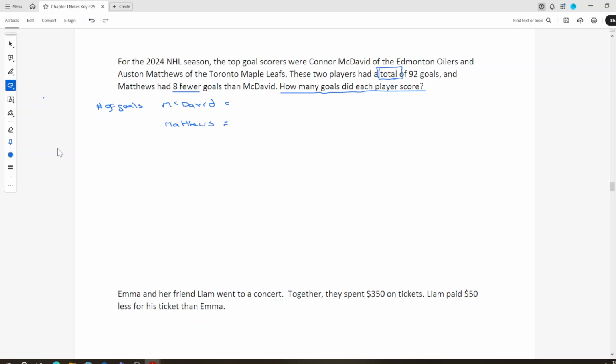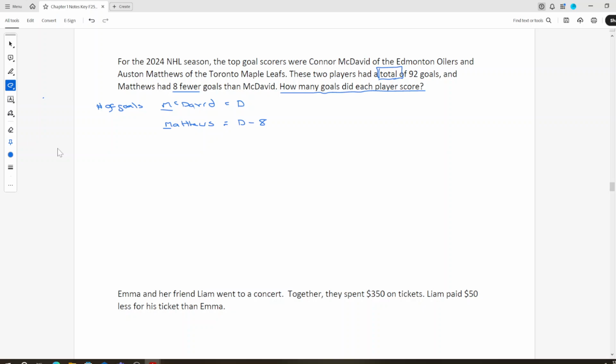All right. Then what we're going to do is write one of these as a variable and one of these in terms of the other. So this says that Matthews had 8 fewer goals than McDavid. Now, they both start with an M. So if I was to assign a variable, I'm going to probably assign McDavid a D, or I could give him a C for Connor, right? So McDavid is going to be D, and then Matthews had 8 fewer goals than McDavid. That's step 1 and 2.